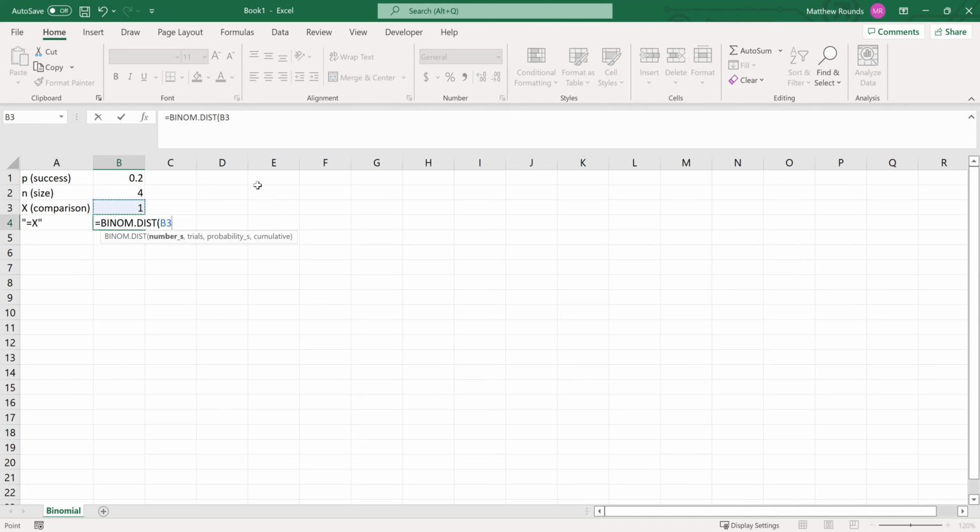So the first one is your X. The second one is the number of trials. And then the third one is your probability of success. And then we want false on this. I'll explain that in a moment. So this is the probability of exactly one arrest in your problem here.